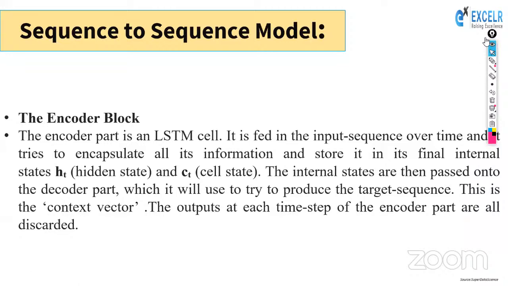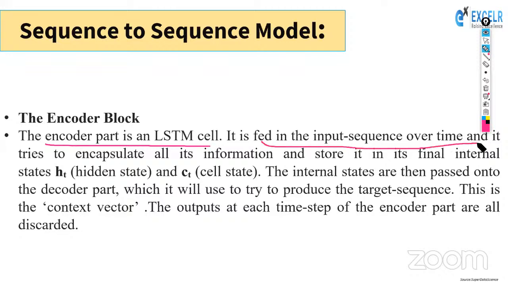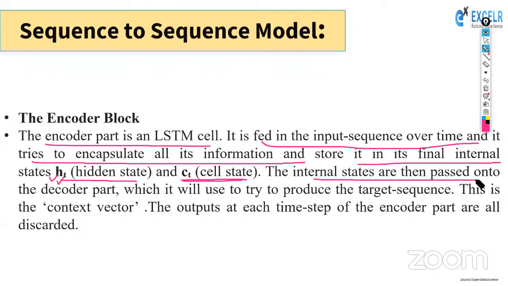So if you see the encoder block, the encoder part is an LSTM cell. It is fed the input sequence over time, and it tries to encapsulate all the information as we have discussed. It stores it in a final internal state, which is nothing but the hidden state. And there is one more state called the cell state. So the cell state is used to store or memorize the past information. The internal states are then passed onto the decoder part, which will use them to try to produce the target sequences.